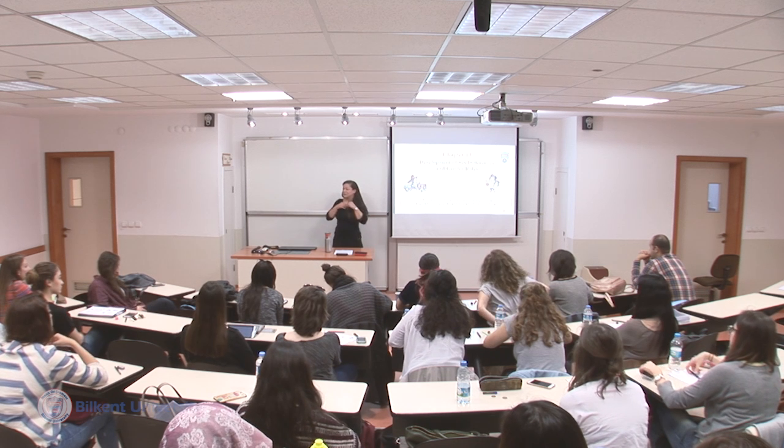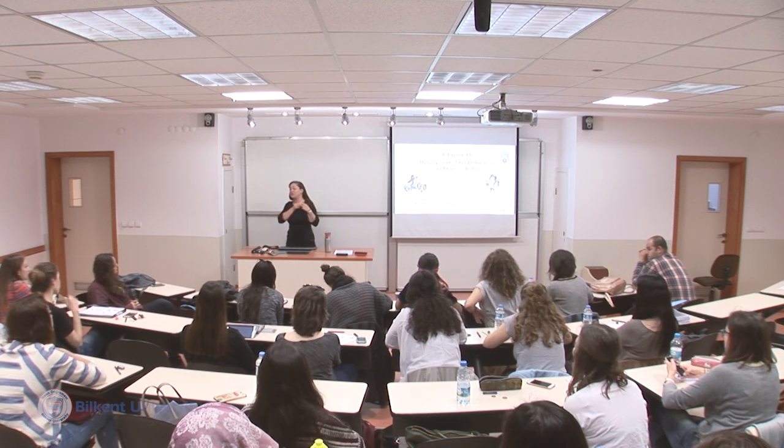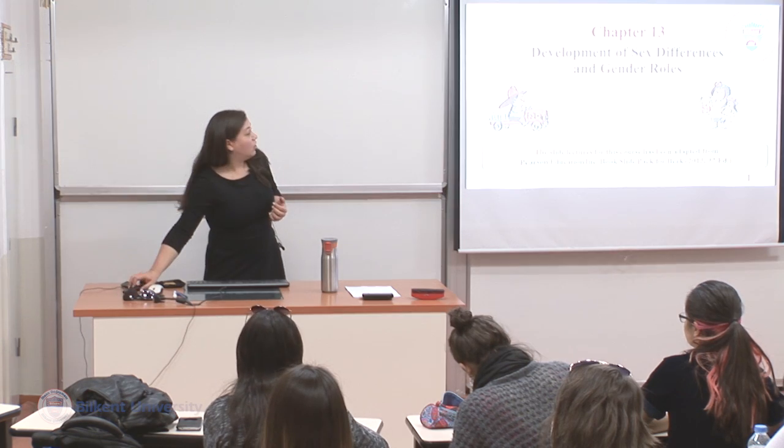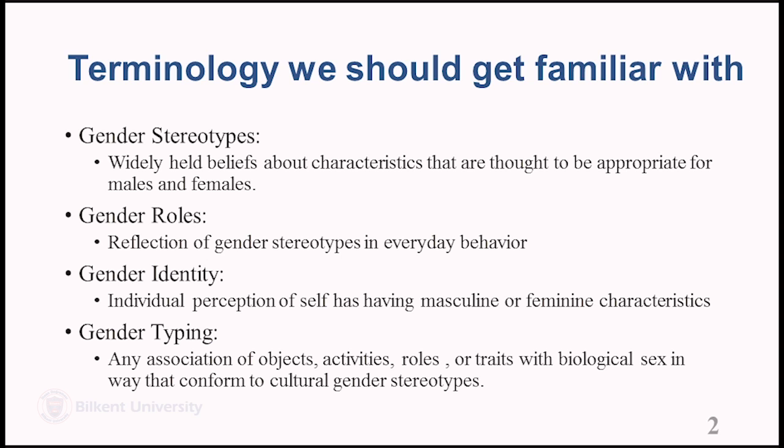So let's start discussing where these gender stereotypes come from, how they develop over childhood. Here is terminology we should get familiar with. Gender stereotypes are widely held beliefs about characteristics that are thought to be appropriate for males and females. We will talk about what these are. Gender roles are the reflection of gender stereotypes in everyday behavior.